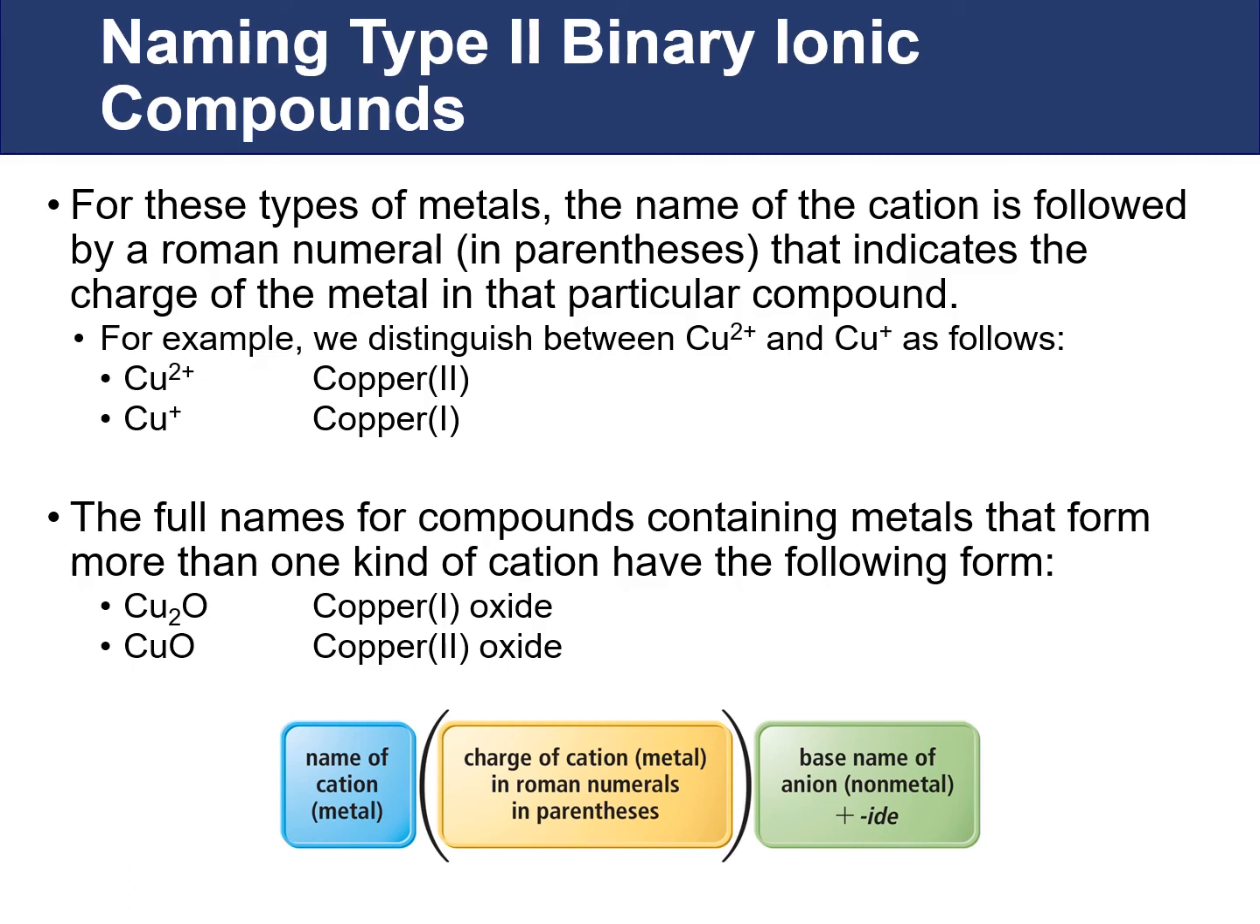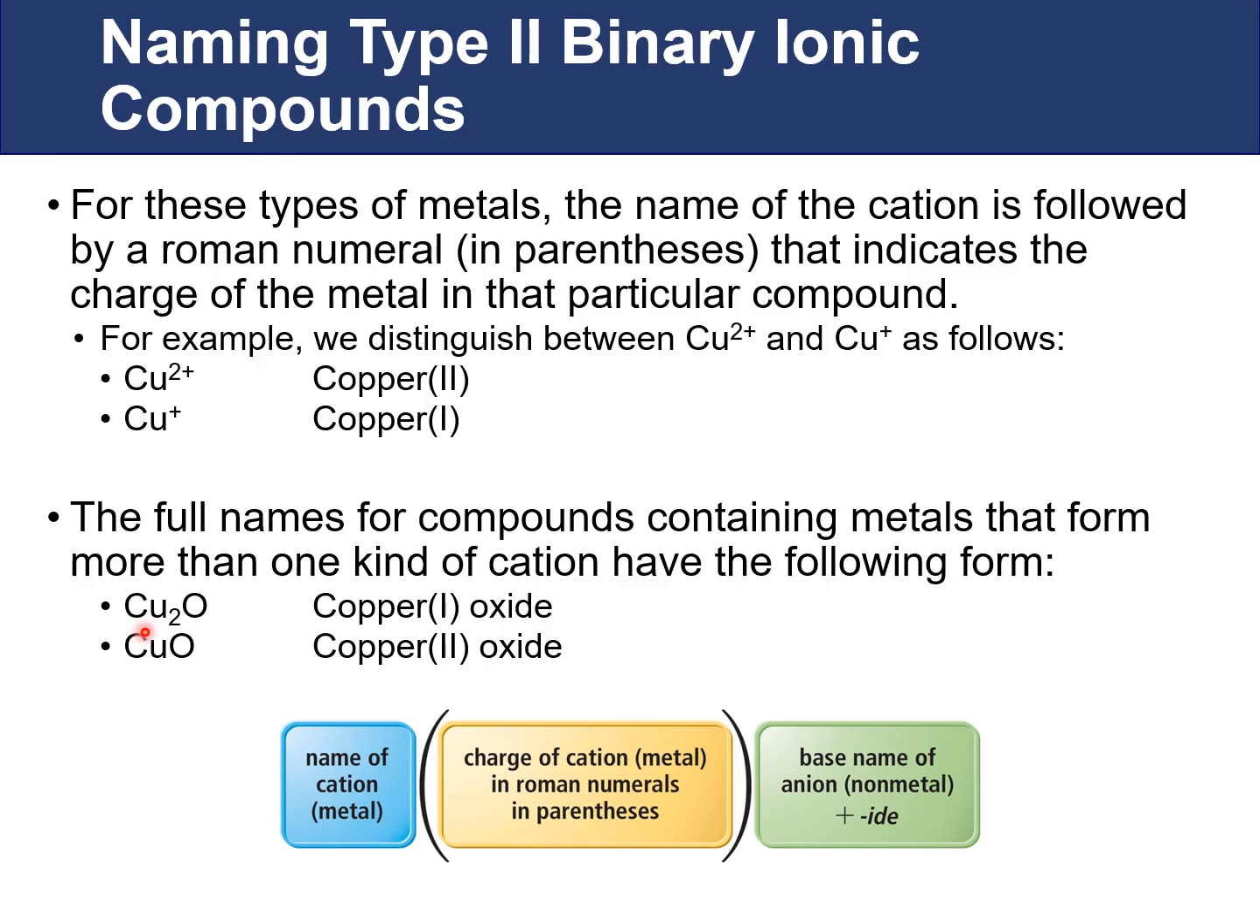So again, the way that we will name our binary ionic compounds, those that have polyvalent metals, is we first start with the metal, followed by, in Roman numerals, the charge on the metal, and then after that we will have the particular anion with IDE at the end. So we could have Cu2+, which we would call copper(II), or Cu+, which would be copper(I). So the full name will contain the metal, the charge, and then the anion.